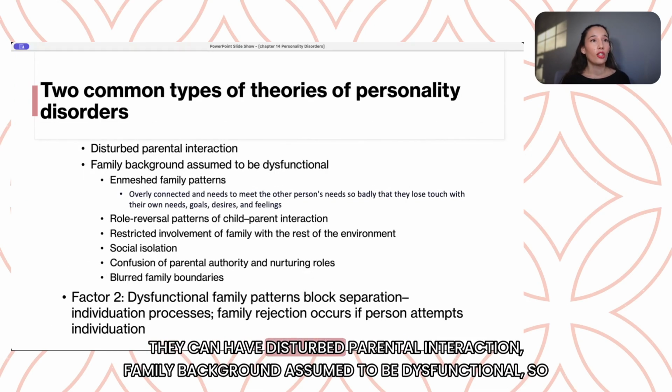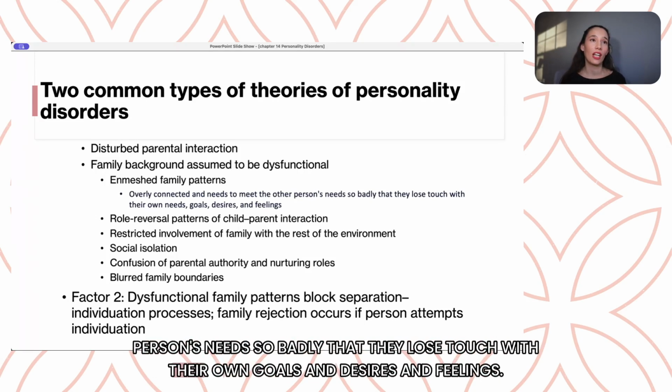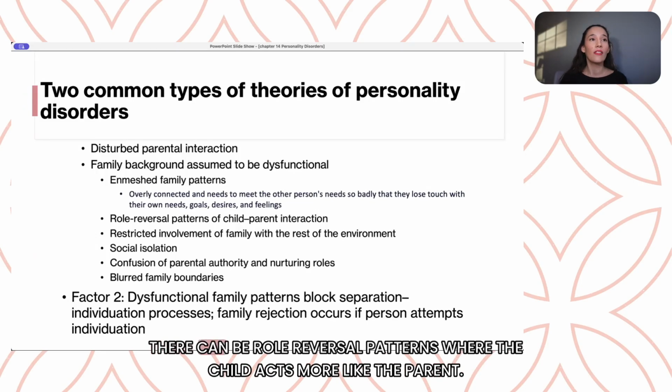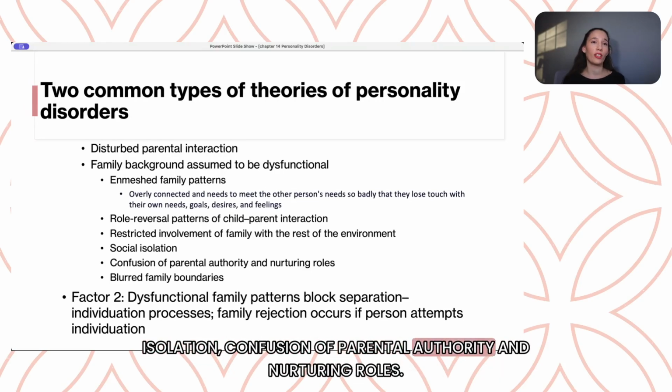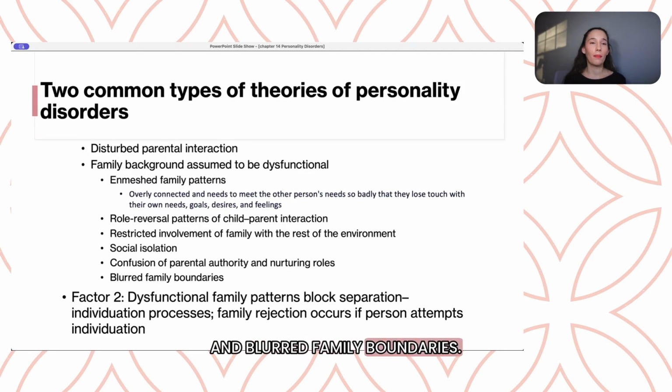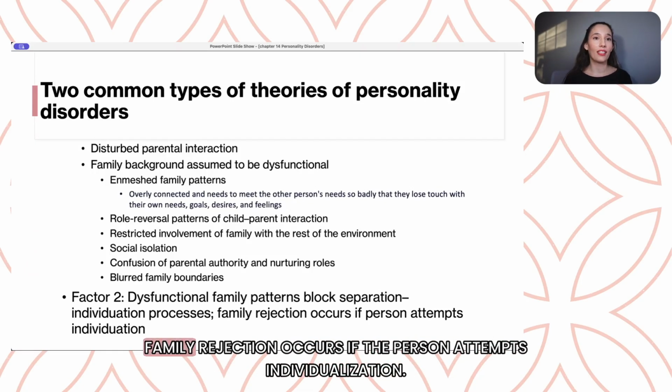So they can have disturbed parental interaction, and family background is assumed to be dysfunctional. There can be enmeshed family patterns, which are overly connected and need to meet the other person's needs so badly that they lose touch with their own goals and desires and feelings. There can be role reversal patterns where the child acts more like the parent. There can be restrictive involvement of family with the rest of the environment, social isolation, confusion of parental authority and nurturing roles, and blurred family boundaries. Factor 2 is a dysfunctional family pattern. Block separation, individualization processes. Family rejection occurs if the person attempts individualization.